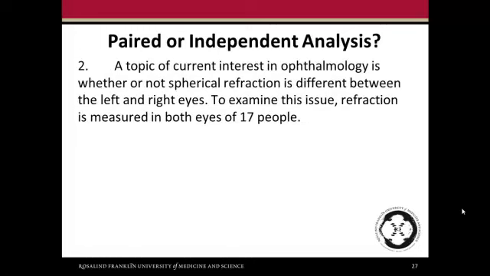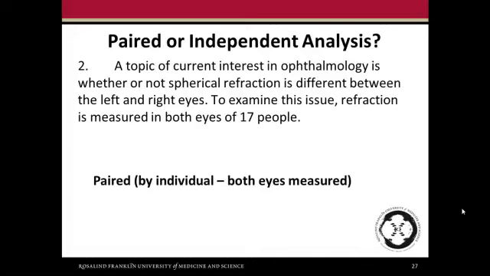For the next question here, we're looking at ophthalmology and spherical refraction between the right and left eyes. So refraction is measured in both eyes of 17 people. In this case, think about what our independent variable is and our dependent variable or our response variable. So our independent variable here is which eye we're looking at, and the dependent variable or the response variable is refraction. Now, is this paired or is it independent? Is there any way to link together the left and the right eyes?